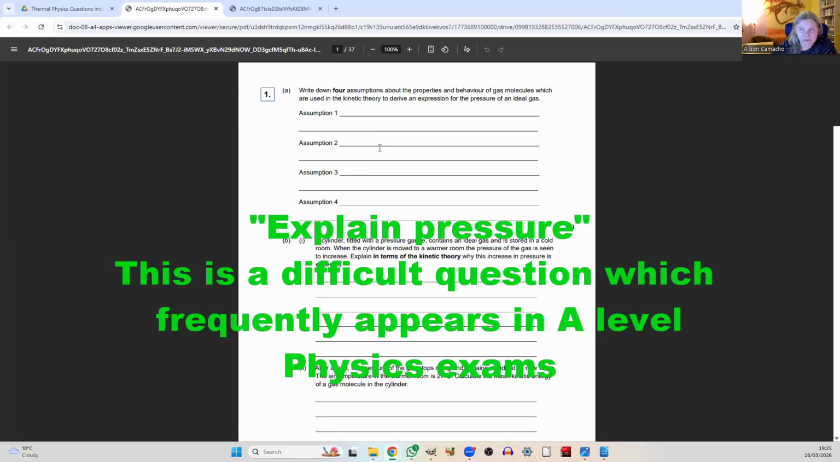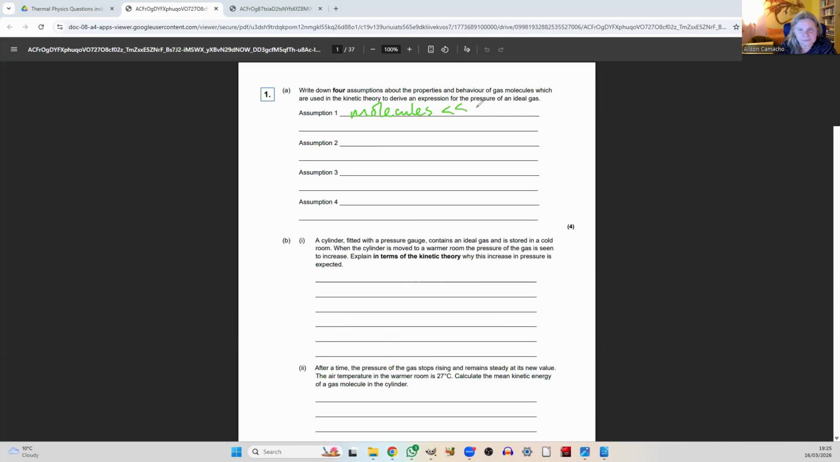Assumptions in kinetic theory. Do you know your assumptions? I think one of them is about the size of the molecules being much smaller than the size of the container. Right? Good. Another one is there are no intermolecular forces between each molecule. Yep. The time taken for a collision is much smaller than the time taken between each collision.